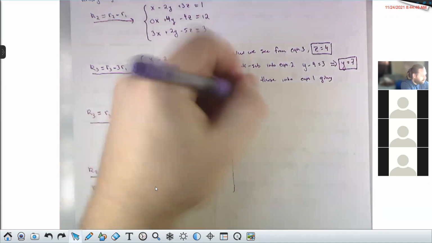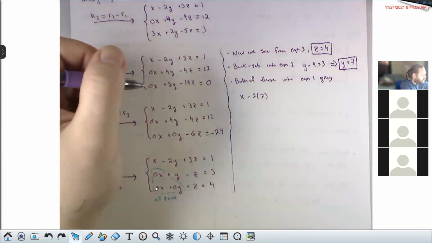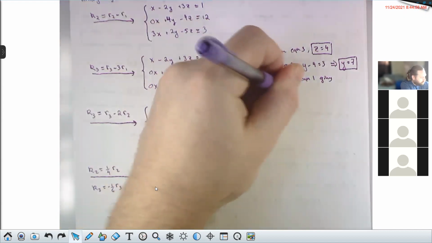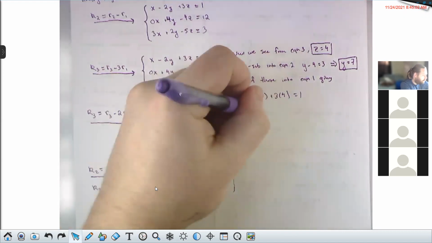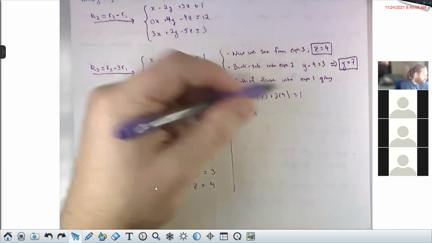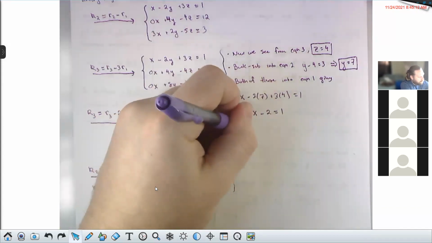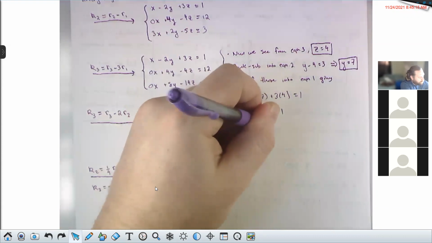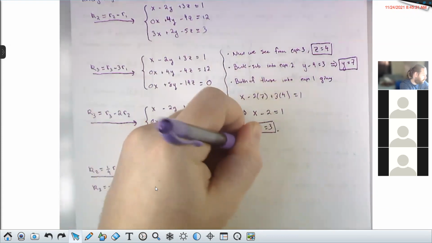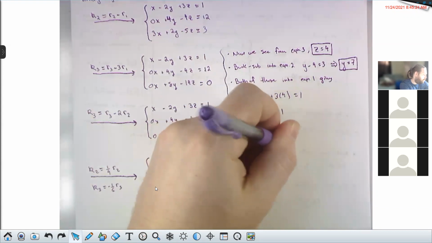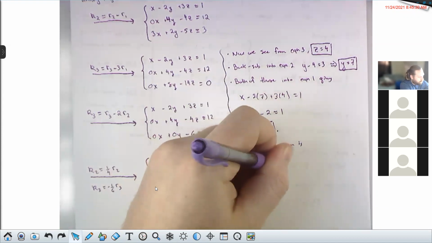Gives us x minus 2 times 7 plus 3 times 4 equals 1, which means x, let's see, minus 14 plus 12 is minus 2, plus 1. So x has to be 1 plus 2, which is 3. So my solution is 3, 7, 4.